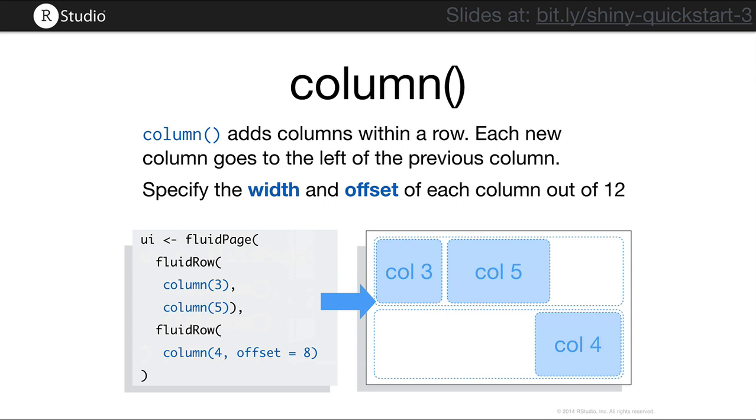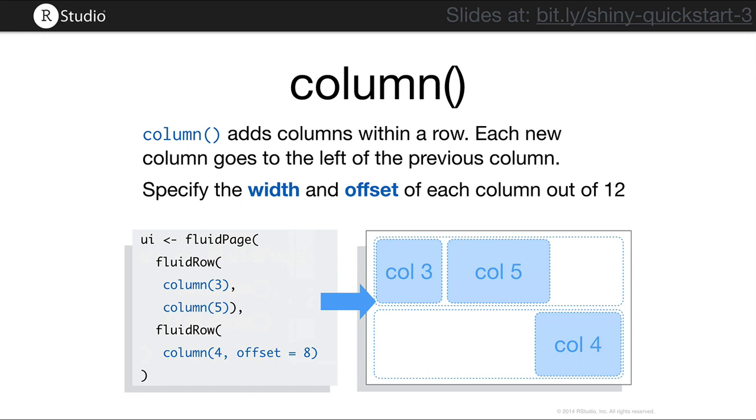Every column has a certain width in units, and the way those widths work is based on a base 12 system. So no matter how wide your app is, the row is considered to be 12 units wide. And the width argument of a column determines how many of those 12 units you want the column to take up. So in the top row here, we have one column that takes up 3 of those 12 units. And then the next column will be inserted right next to it, and it will take up 5 of those 12 units.